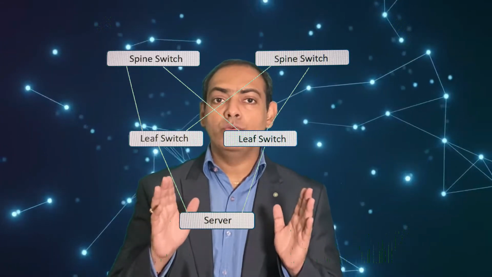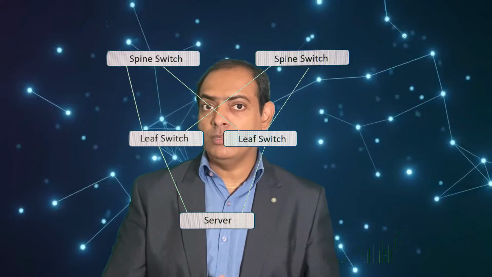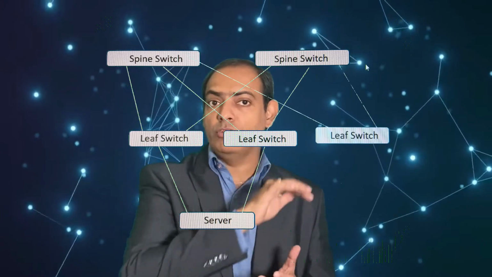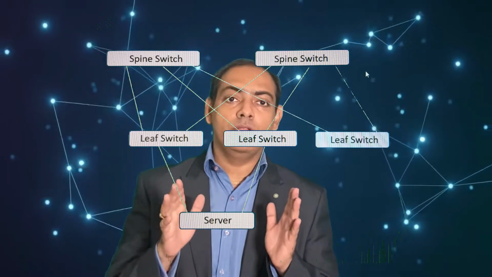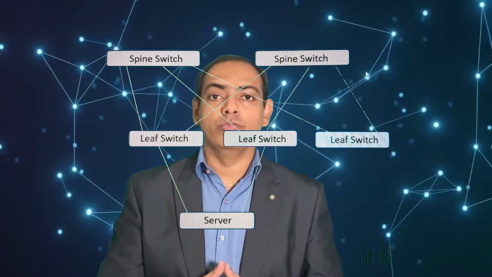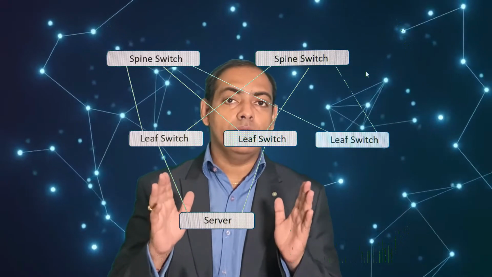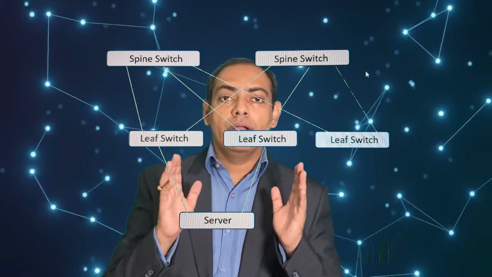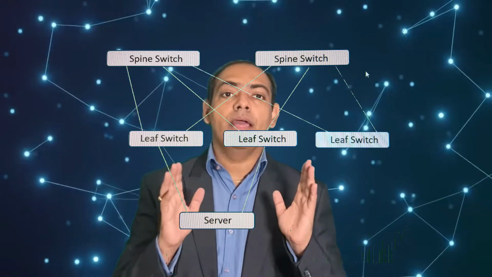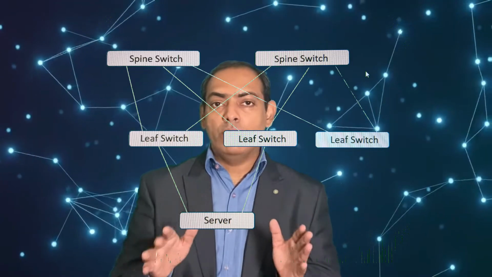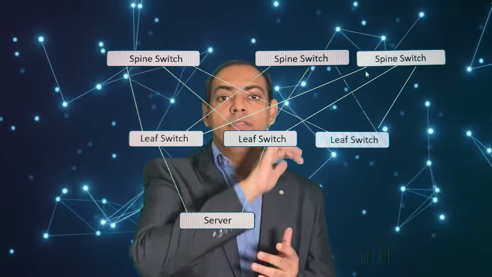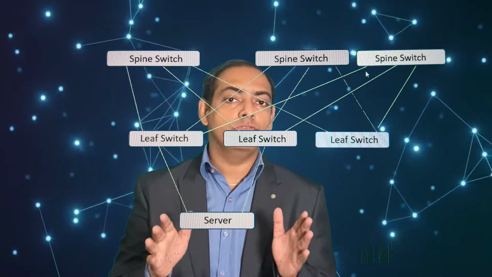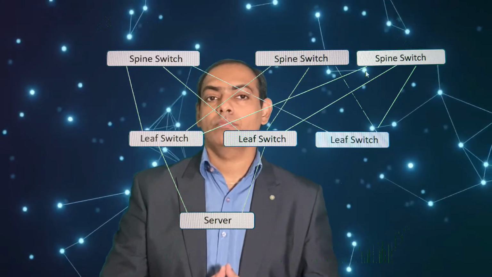In case you need to expand the number of servers in your data center, you just have to add leaf switches, and these new leaf switches will need to be connected to each spine switch. In case you would like to increase the throughput between the spine and leaf switches, you just have to connect more links between them. And you can also introduce a new spine in the network and connect the leaf switches to the new spine switch.